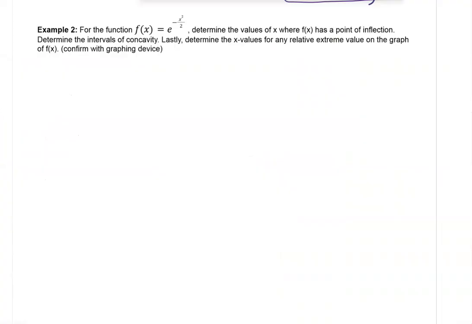Okay, so in example 2, again, we're being asked to find intervals where a function is concave up or concave down, but this also wants us to find x values where our function might have a point of inflection. So again, a point of inflection is any point where f double prime changes sign. So that could happen at a point where it's 0 or at a point where it's undefined. And then we're also going to determine x values for the extreme value on the graph of f, and we'll confirm this with the graphing device. So we're going to use both our first and second derivatives for this one. But on my way to the second derivative, I have to, of course, stop at the first derivative.